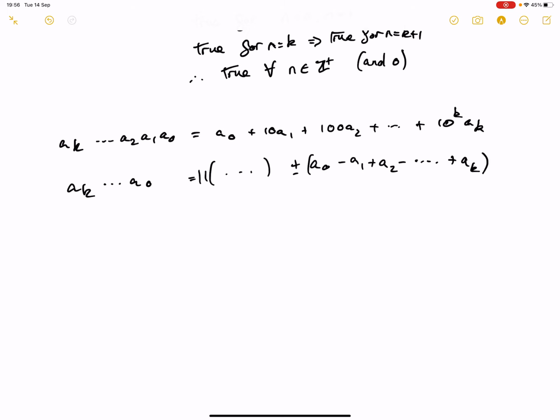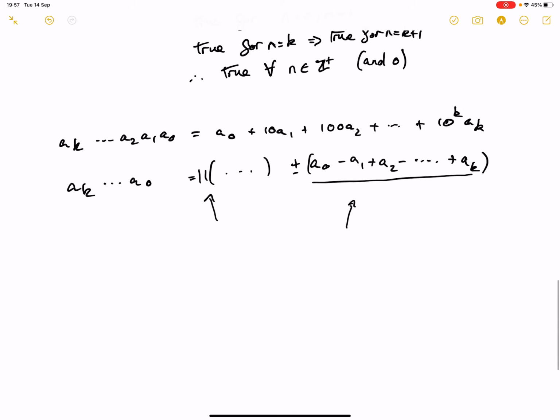plus a_k, because it's either an even or odd k, and therefore it will either be a plus 1 or a minus 1. So you've got your plus minus here to reflect the fact that it could be either way around. That's to reflect the evenness. And basically we've got a multiple of 11 here, and if the expression we have here is a multiple of 11, then our whole number is a multiple of 11.